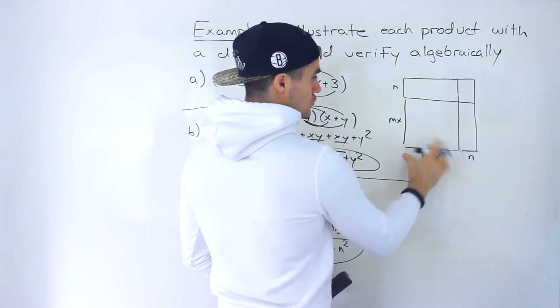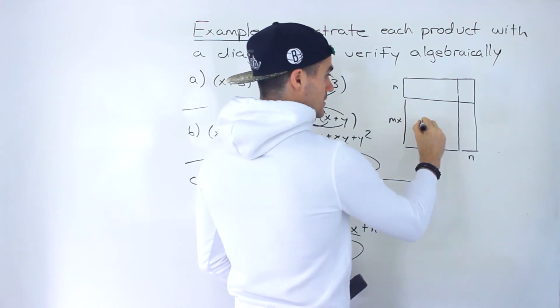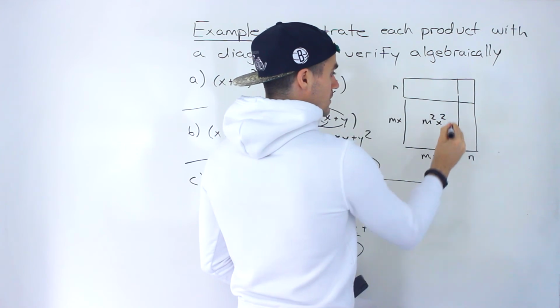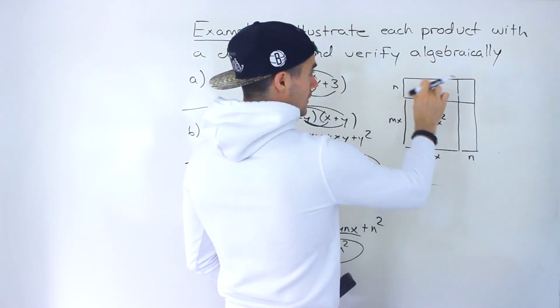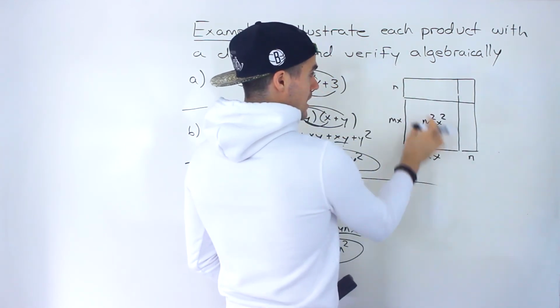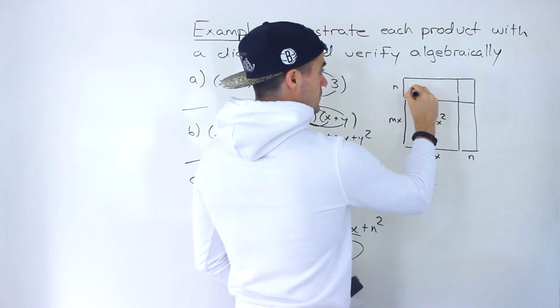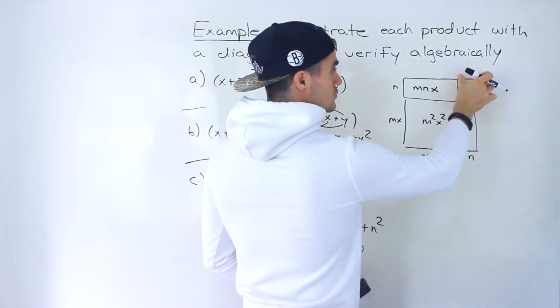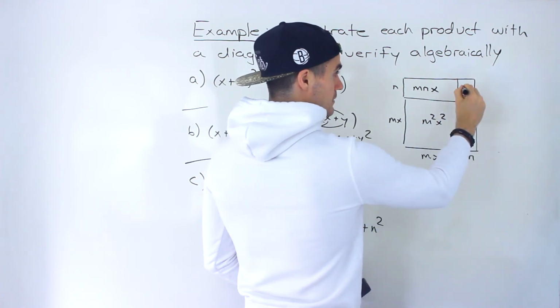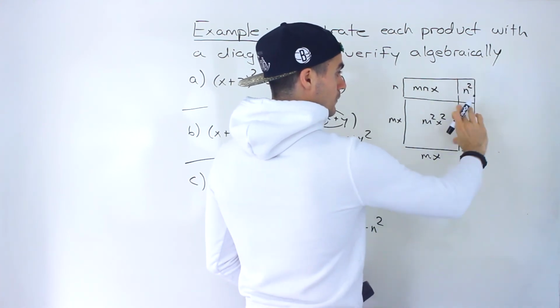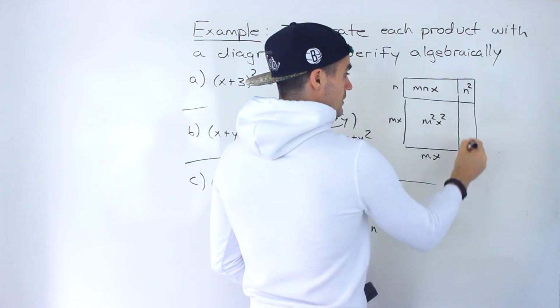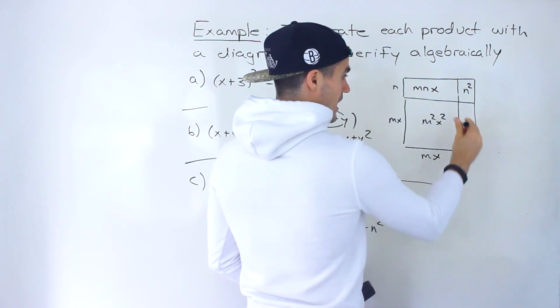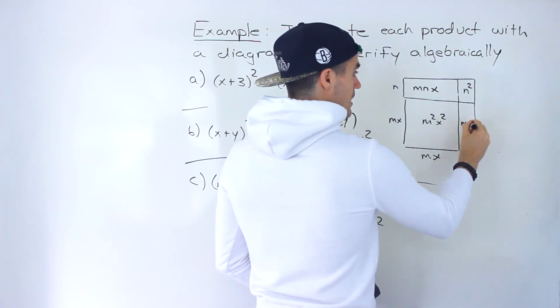So over here, two long sides, mx times mx, m squared x squared. Here we got a longer side, which we obviously know is mx, and then times n, which would give us m, n, x like that. Here we got two small sides multiplying by each other, so n times n, that would give us n squared. And then we got a long side and then a short side. So that's like mx times n, which gives us m, n, x. Like that.